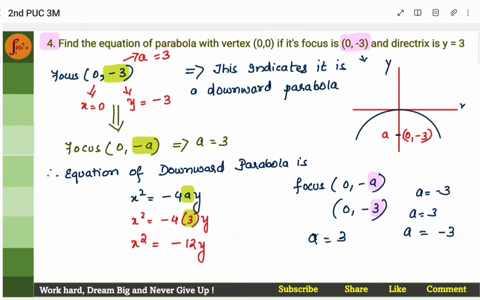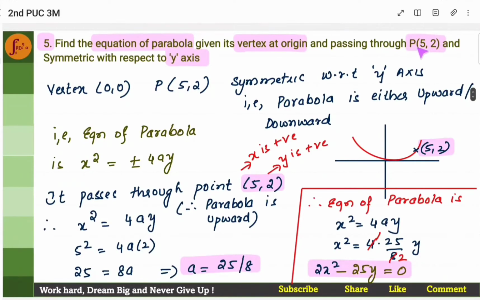Fifth problem. This passes through a point and it is symmetric with respect to y-axis. Now what is the clue? One is the point. Point x and y both are positive. That means somewhere here in the first quadrant.